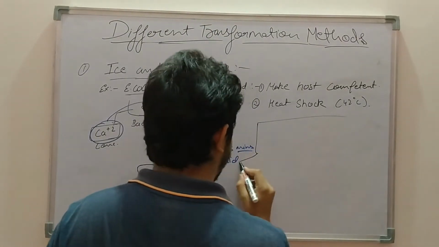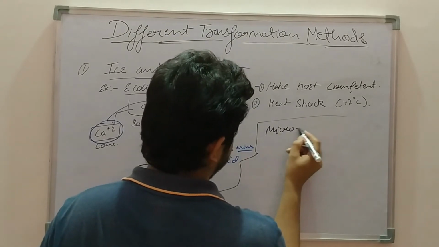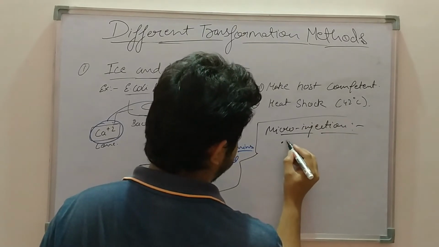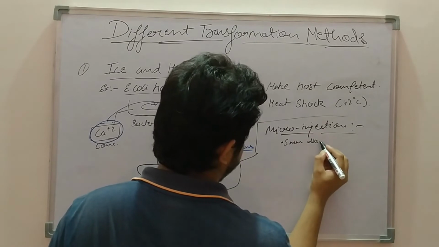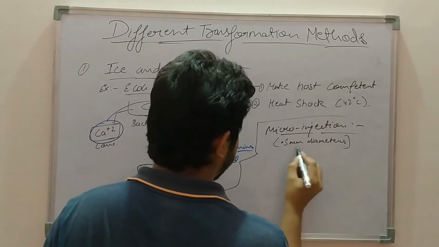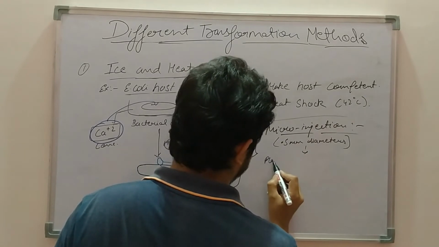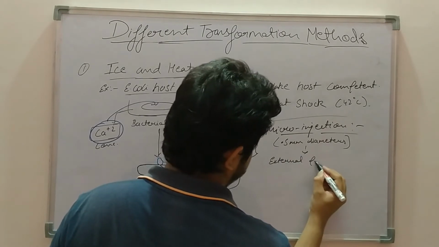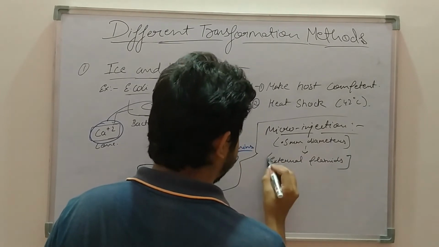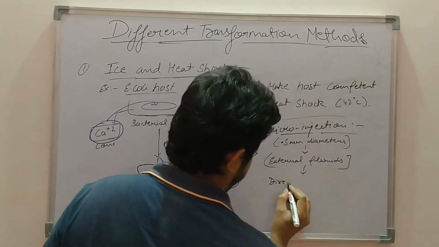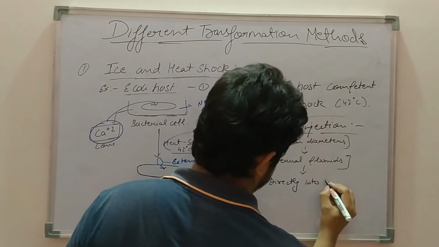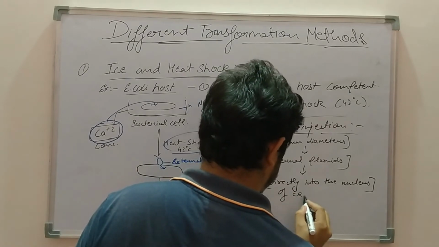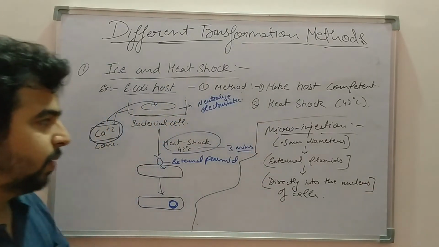There is another method for transformation which is known as microinjection. Basically, in microinjection, the needles are of 5 millimeter diameter, and the external plasmid is entered directly into the nucleus. So this happens in microinjection.